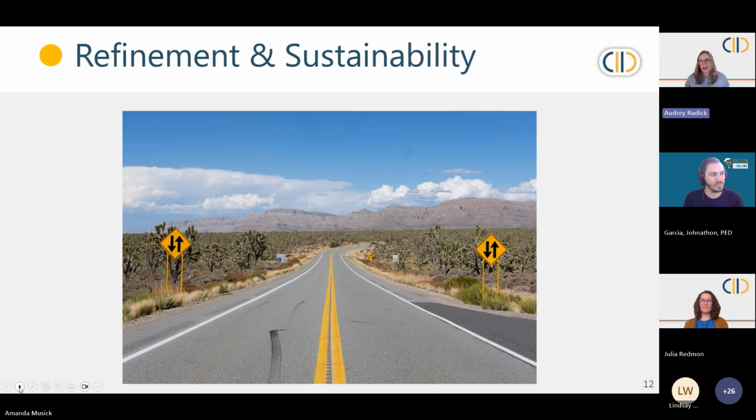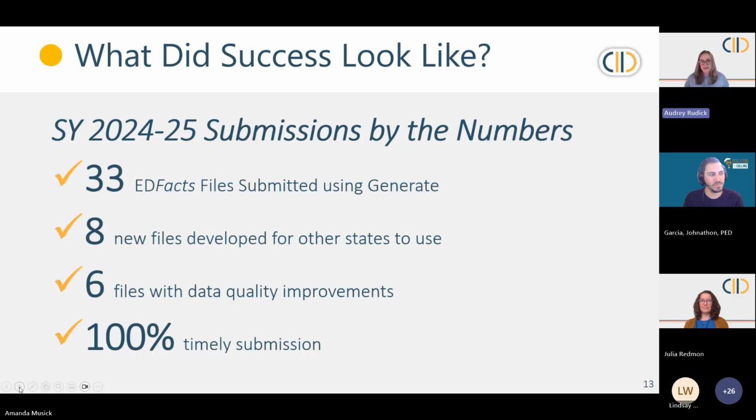If we want to move along, I want to take a moment to share some of the numbers here and what success looks like for you. And Julie, I wonder if you want to speak to this. Yes. So on this slide, this is New Mexico's school year 24-25 submissions by the numbers. I don't even know, Jonathan, if we've looked closely at all of these numbers, but 33 EdFacts files submitted through Generate in the last reporting cycle, and that's an increase from the previous round.